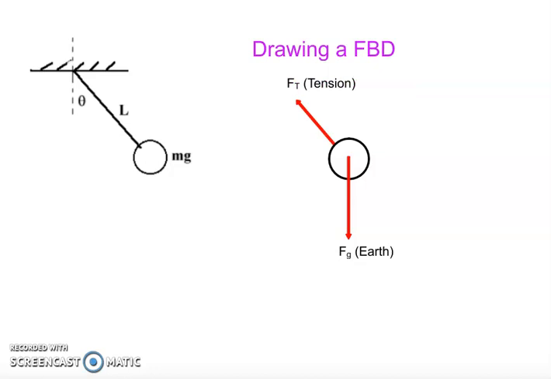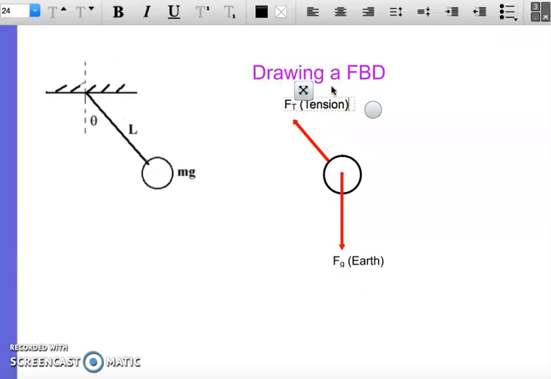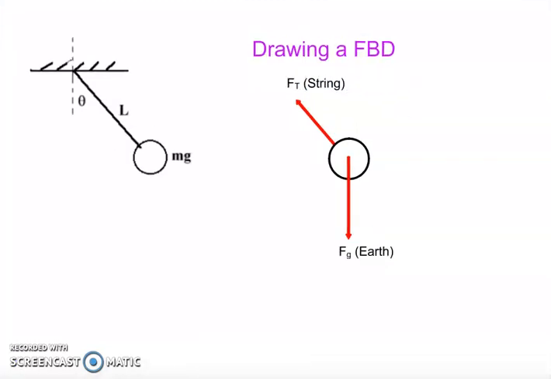There's also a tension force because a string is involved. And so I have my force of tension. I actually mislabeled it, so let's fix that right now. So the thing that causes that tension force is the string itself. So we now have our free body diagram.